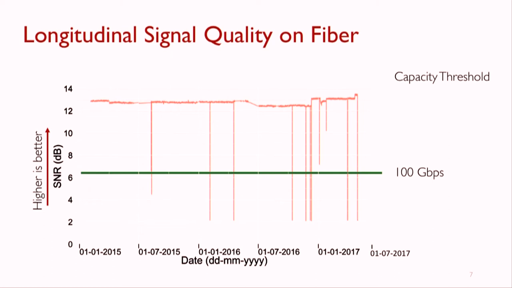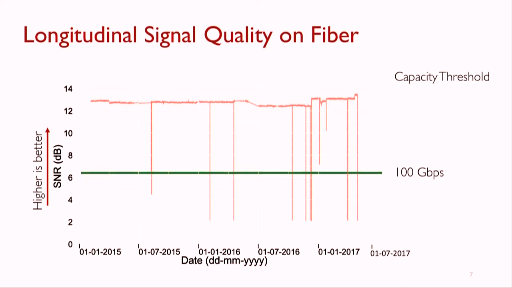This green line that I just showed you is the static threshold in state-of-the-art networks for driving 100 gigs of traffic on this wavelength of light. So basically what this means is that currently, if the SNR of a link is above 6.5, the link is up, I can push 100 gigs of traffic on it. However, if it's below 6.5, the link is down, and it's incapable of carrying any traffic.